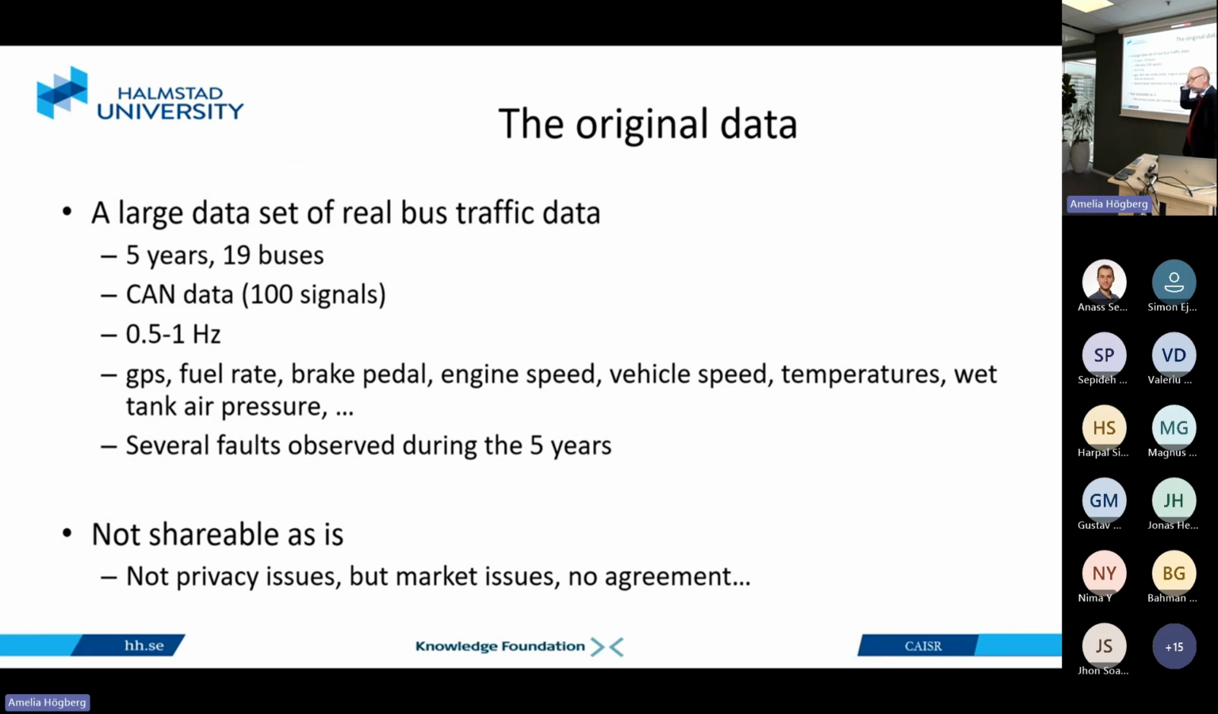It's CAN data, so it's about 100 signals that we collected, at about 1 hertz. It's GPS, fuel rate, brake pedal position, and so on. You name it, and we almost have it. And we had several faults observed during those 5 years, because we were interested in whether we can detect things changing on board the buses and then start reasoning about why they are changing. So can we actually say that this is some predictive maintenance need?